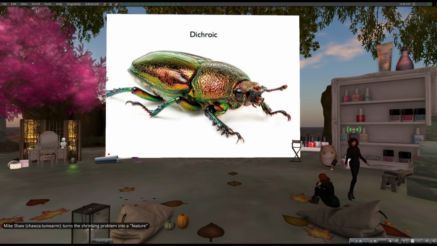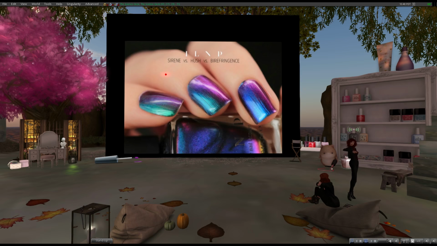Now, near and dear to my own heart are beetles. And beetles are dichroic, meaning that means two colors, of course. And the beetle color changes depending on the angle the light is bouncing off of it to your eye. And boy, does this make for good nail polish. So my particular favorite is ILNP. And here is 3 of their nail polishes that change from a nice blue or green to an incredible violet. And really very nice. They have a nice range of colors.